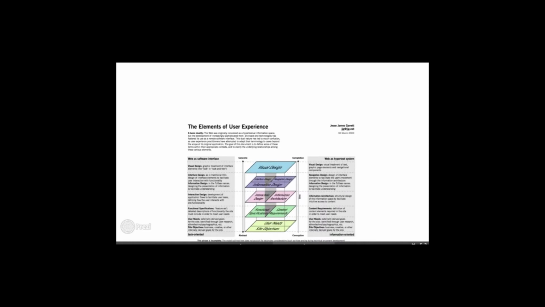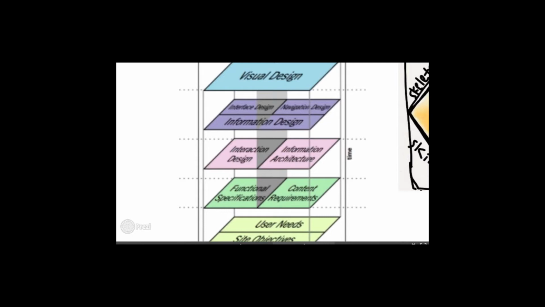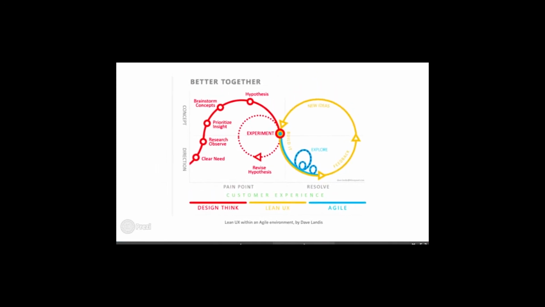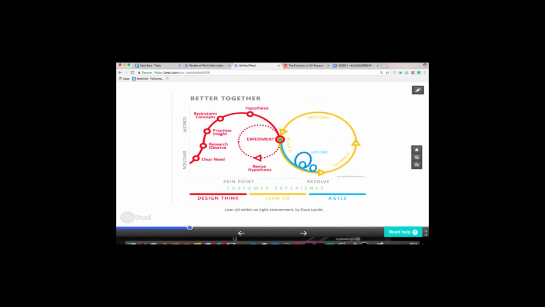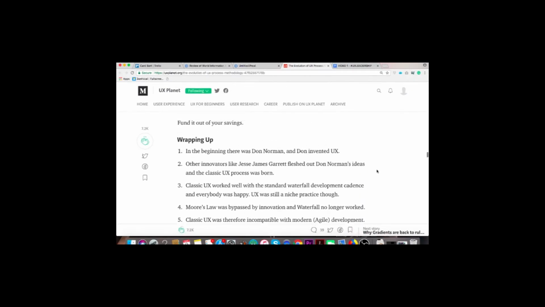The next one is by Jesse James Garrett, and I see this as being a figure with 5 layers. This figure starts with the user needs, moves up through functional specs, information architecture, interface design, up to visual design at the very top. And then we move on to a series of shifts, design thinking, and then into agile, and finally into lean UX. Now, with the lean UX, I will point out that he does mention that in his blog, I'll just zero in on that part.